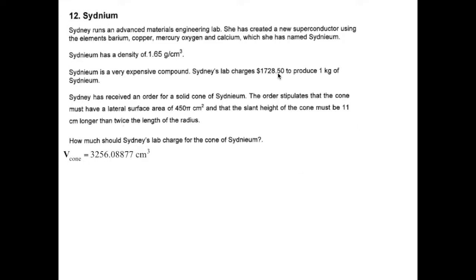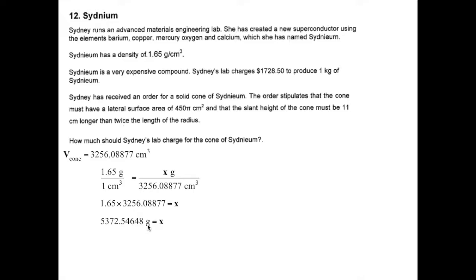And we're charging this amount to produce a kilogram, so we need to know the mass. So we're going to have to go to our density formula. If we had 1.65 grams per 1 centimeter cubed, and we know how many centimeters cubed we have, so we can set up a proportion. So that's how many grams do we have out of the 3,256.08877 centimeters cubed. To get the x alone, I'm going to cross multiply that. So we end up with 1.65 divided by 1 is 1.65. So 1.65 times the 3,256.08877 is equal to x.